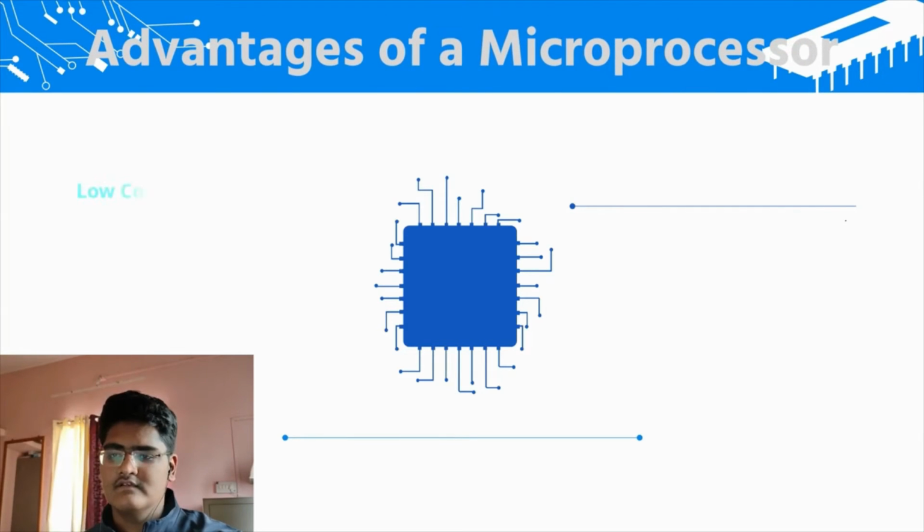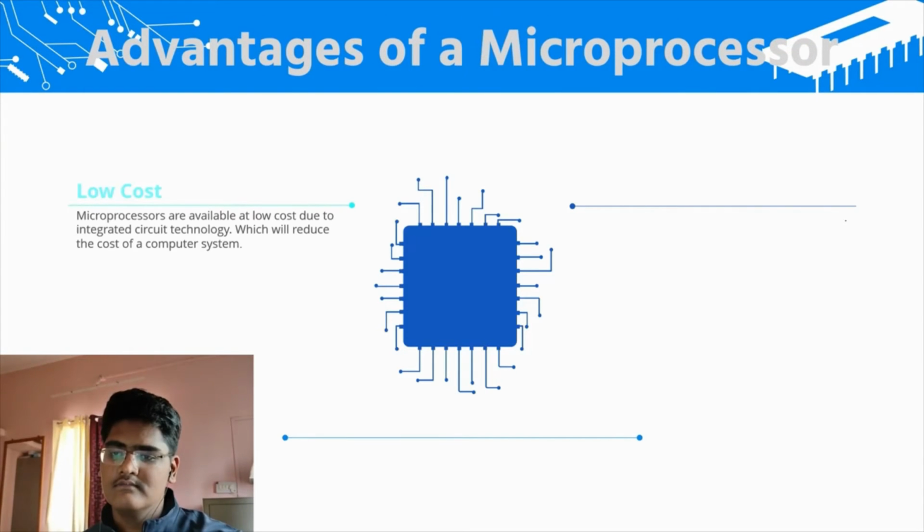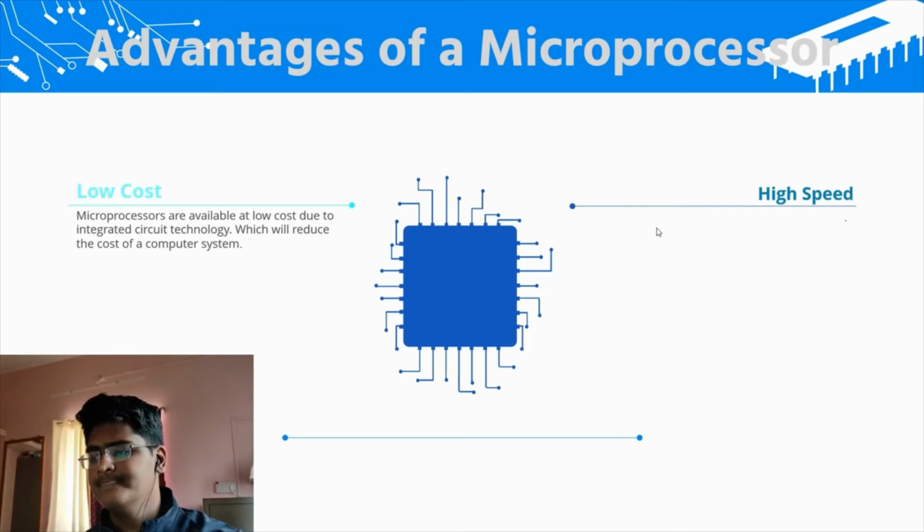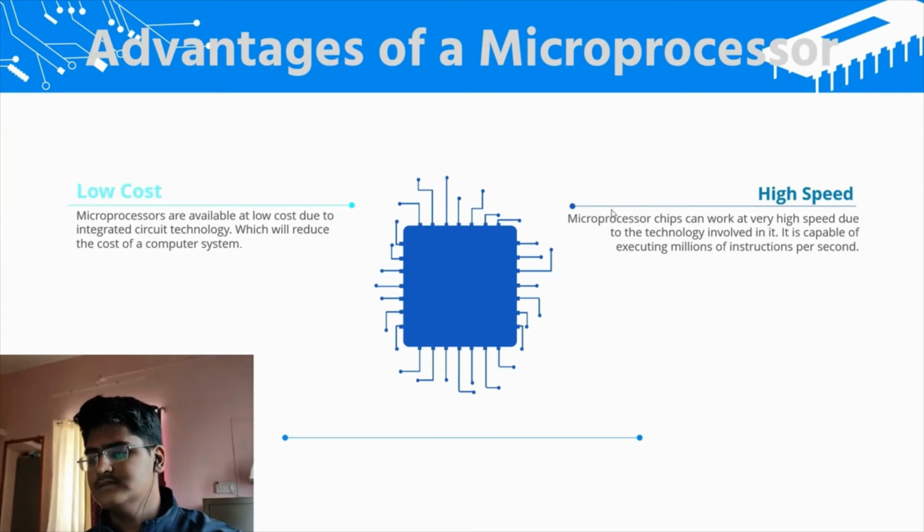Advantages of a microprocessor: low cost. Microprocessors are available at a low cost due to integrated circuit technology, which reduces the cost of the computer system. High speed. A microprocessor chip can work at a very high speed due to the technology involved in it. It's capable of executing millions of instructions per second.